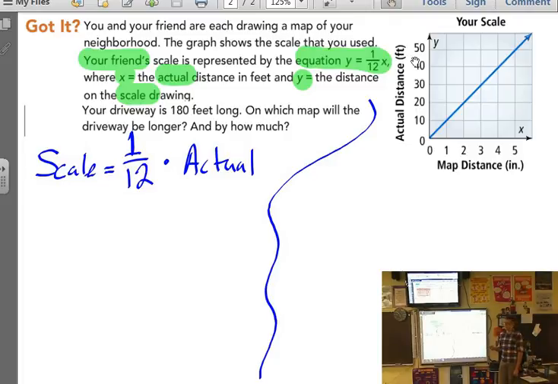So one thing this immediately tells me is my scale is smaller, because when I multiply by a fraction, 1/12, I get smaller numbers. So then my drawing is over here, represented by this table. So I look at this point right here. I have 10 and 1, or 1/10 if we say that point properly. So that's 1 inch and 10 feet.